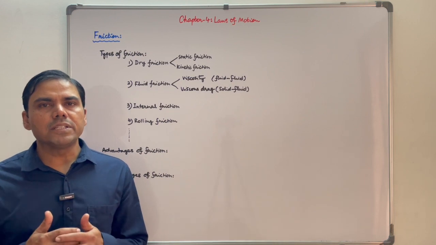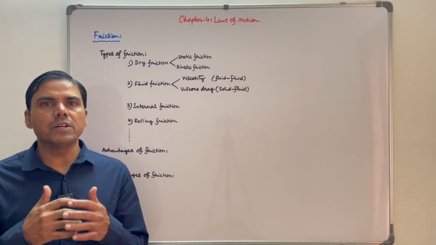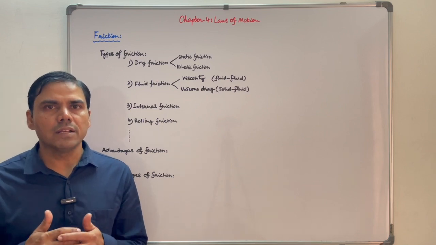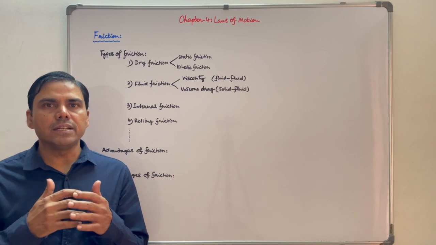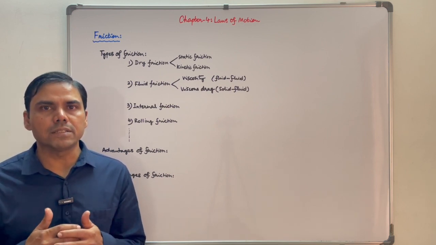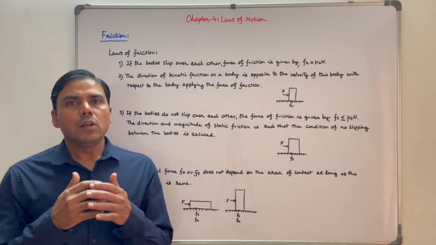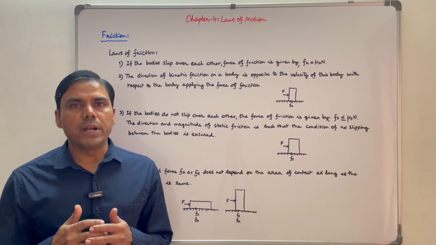Advantages and disadvantages of friction. The biggest advantage is because of the friction, we are able to walk and run. Disadvantage is it causes loss of energy and it causes wear and tear to the contact surfaces of the objects. Now let us see laws of friction. Laws of friction are summarized in 4 points.